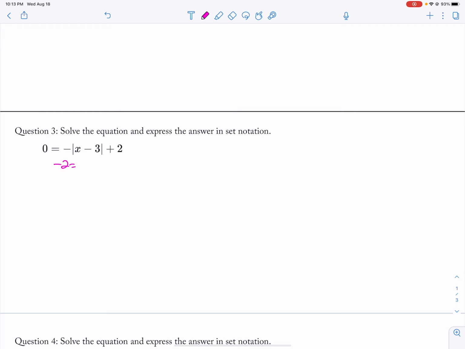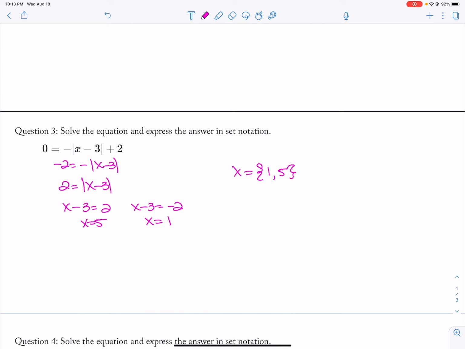Okay? And then, again, same idea, isolate the absolute value. So I get negative 2 is equal to negative x minus 3. So then 2 is equal to x minus 3. So then x minus 3 is equal to 2, or x minus 3 is equal to negative 2. So then x is equal to 5, or x is equal to 1. So 1 or 5 in set notation. And so that curly bracket just means that x is equal to that. So it is what's called set notation.